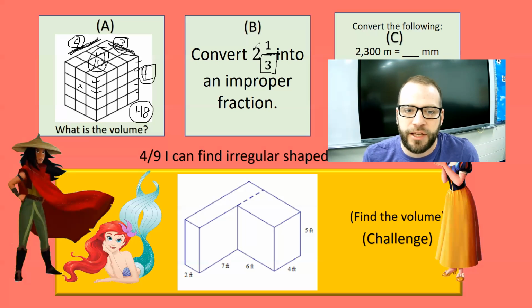Well, let's think about it like this. You have 2 wholes, 1, 2, and each whole is worth 3/3. So therefore, you have 3/3, 3/3, and 1/3. So you have a total of 7/3.